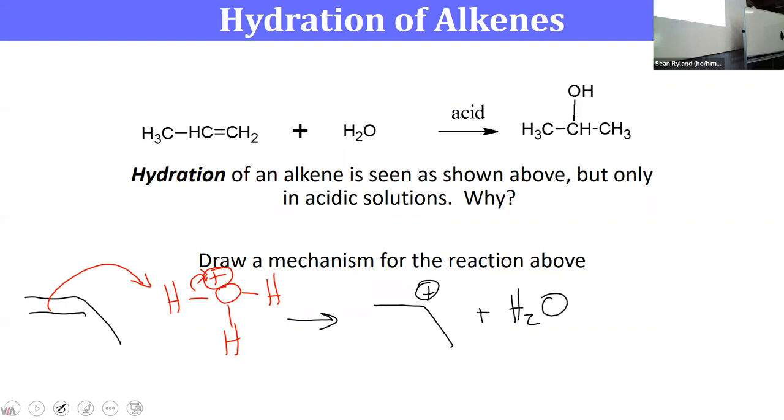And now we still have H2O around, right? And now one of the lone pairs from the oxygen can come in here and attach. What do we get after that step? We only drew one arrow, right? If we only draw one arrow, that means only one bond breaking or forming. So what's the bond that's forming?